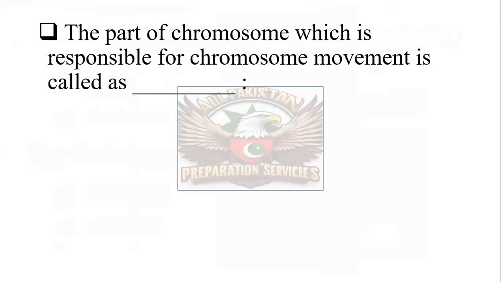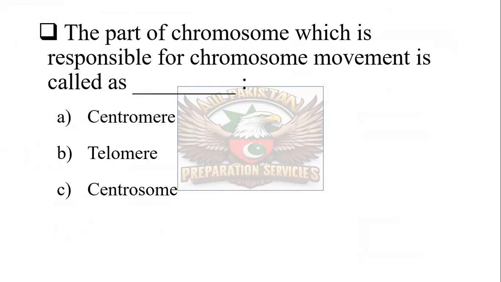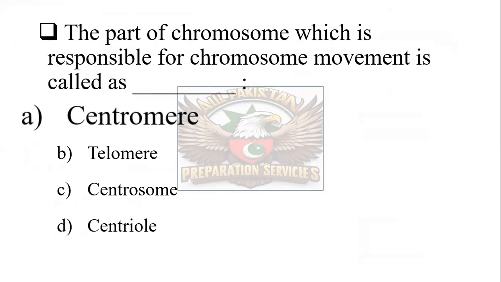Our next question is: the part of the chromosome which is responsible for chromosome movement is called as centromere, telomere, or centrioles. The correct one is centromere. The part of the chromosome which is responsible for chromosome movement is called as centromere.